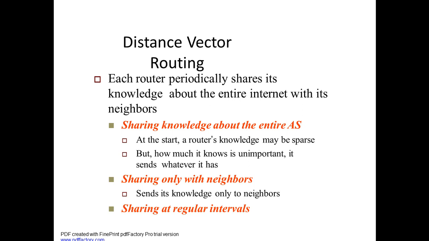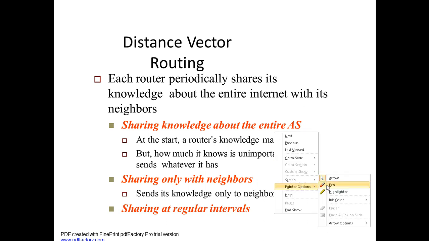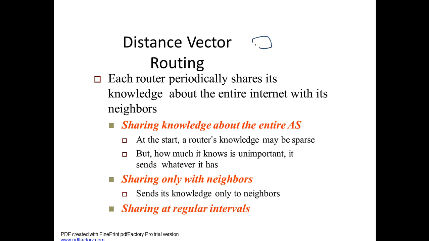So what is distance vector routing? Each router periodically shares its knowledge about the entire internet with its neighbors. So let's say you have something like this. This is your device one. These are not the networks, these are just devices. This is device two. This is device three. Similarly, you have a big network. This is device four. So you can see that the neighbors of one are connected to something like this. And this is, let's say, the 5.